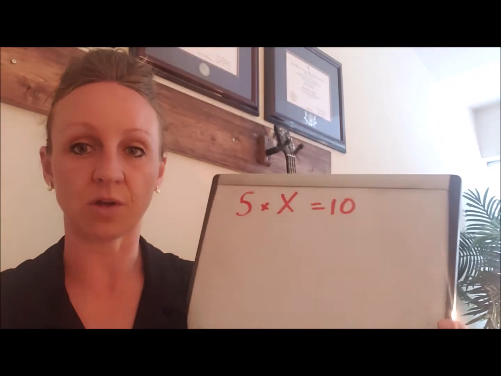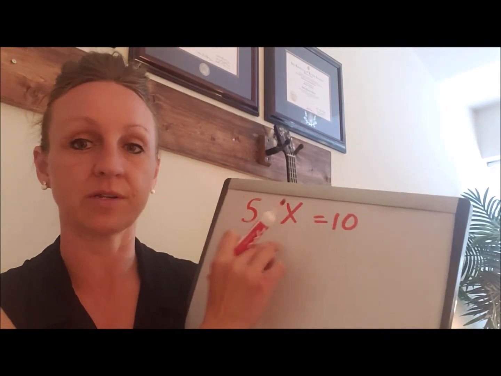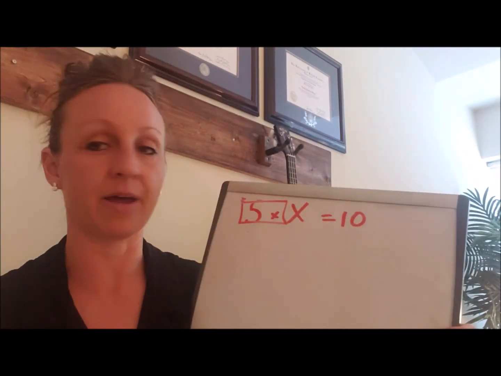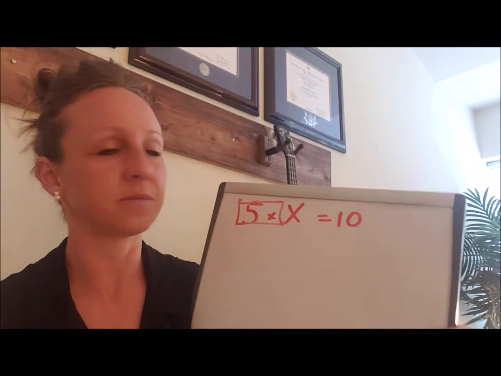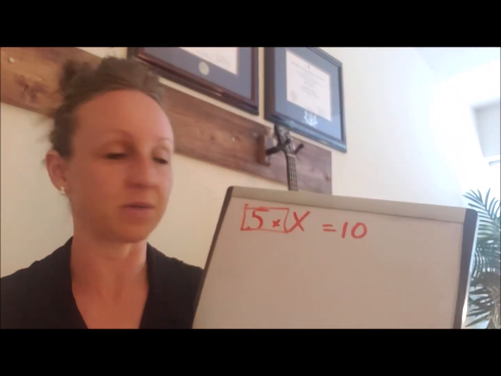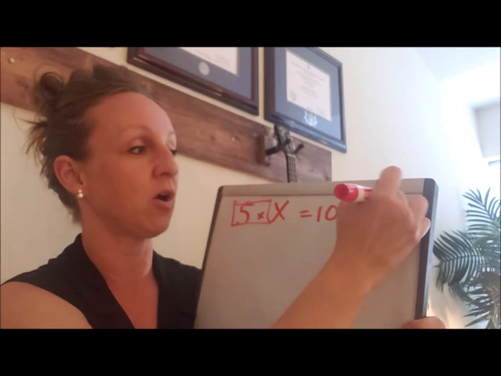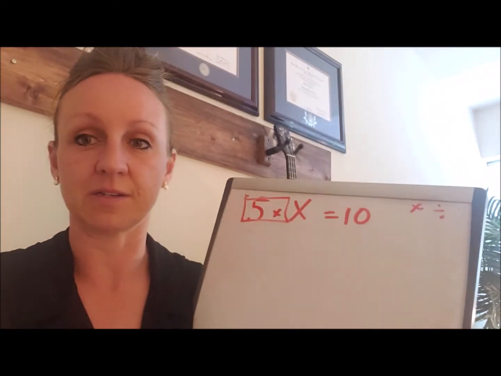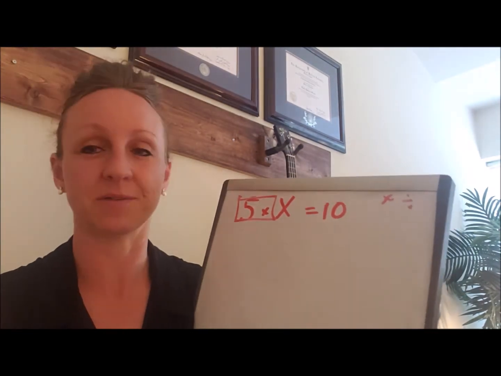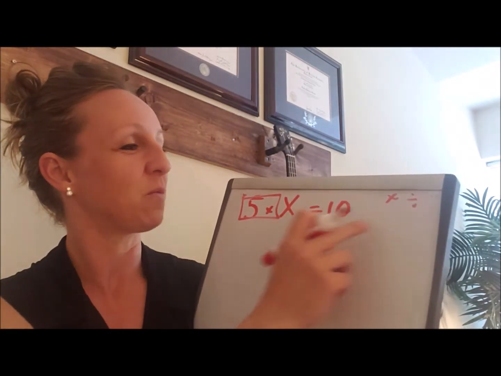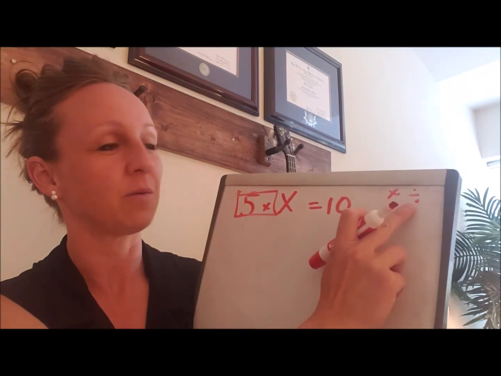In order to solve this, we need to get X all on its own, and we need to get rid of the number and the operation. To do that, we have to do the opposite. Here it's a multiply, and the opposite of multiply is divide when it comes to order of operations, sorry, equations. So here's multiply, and the opposite of multiply is divide.